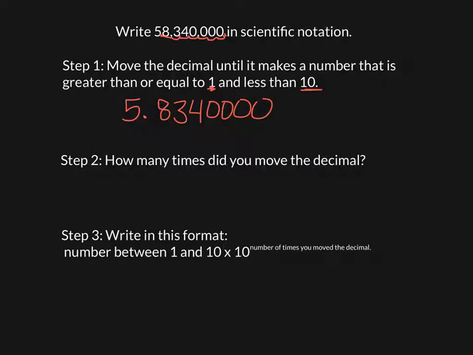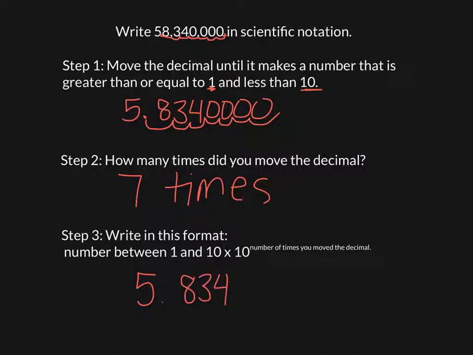Now, how many times did you move the decimal? Well, let's count. We moved it 1, 2, 3, 4, 5, 6, 7 times. So write the number in this format. Your number between 1 and 10, so that would be 5.834. I don't need to get all those zeros in there. That's just unnecessary to write them in because it doesn't change your number.